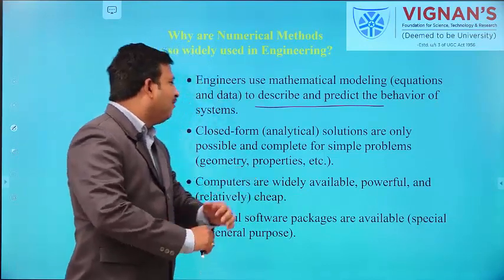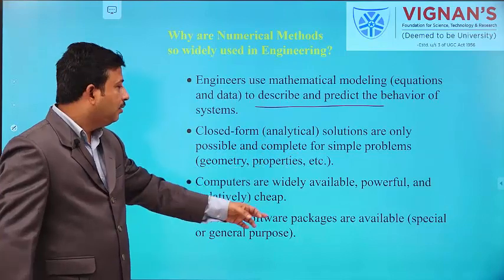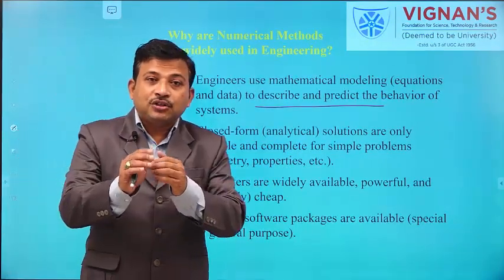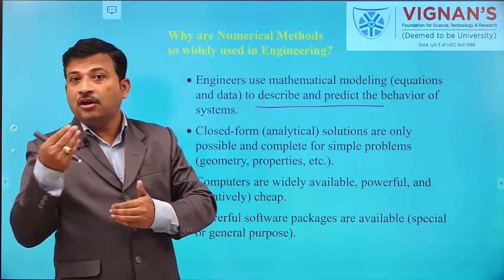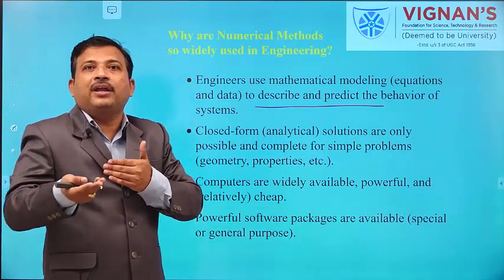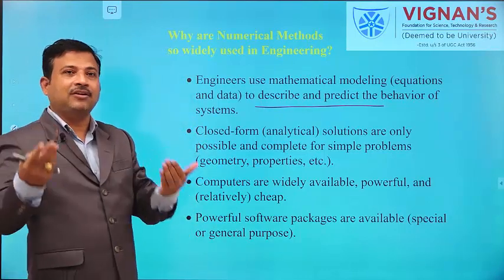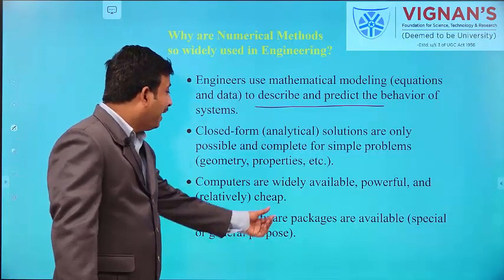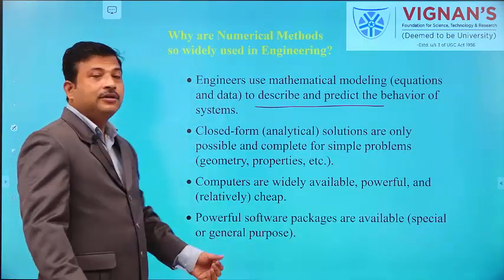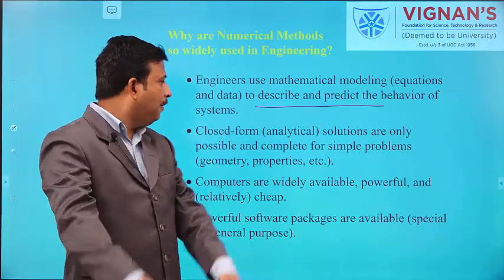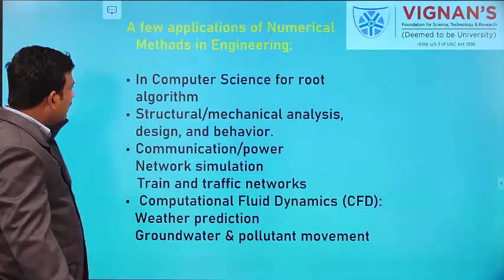Computers are widely available, powerful, and relatively cheap, right? So slowly they may replace the human, right? But in some ways, the innovative way, what a human can think, cannot be done by a computer system. So powerful software packages are available, right, to solve problems of different complexity, to minimize the complexity of the problem.